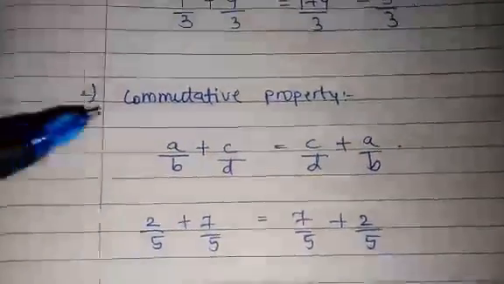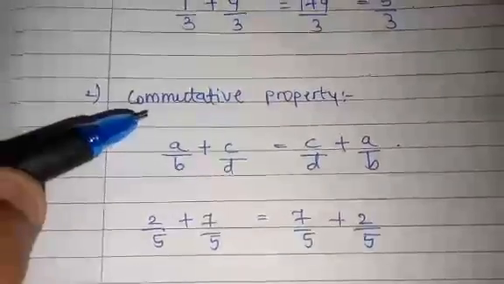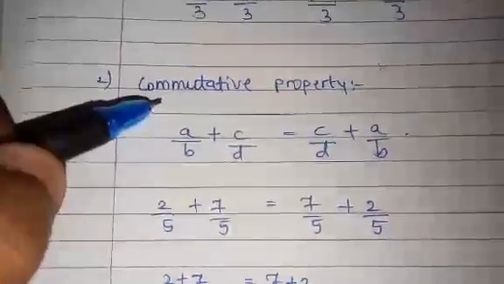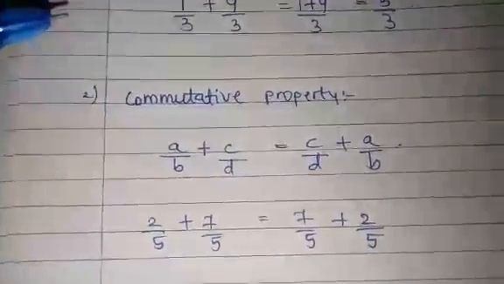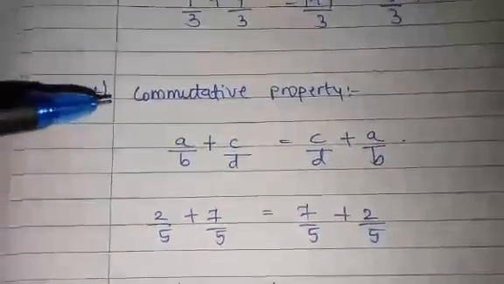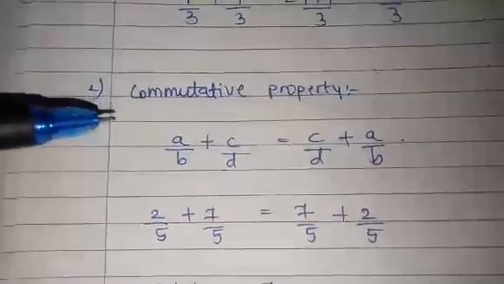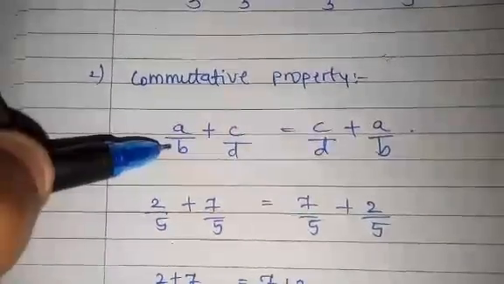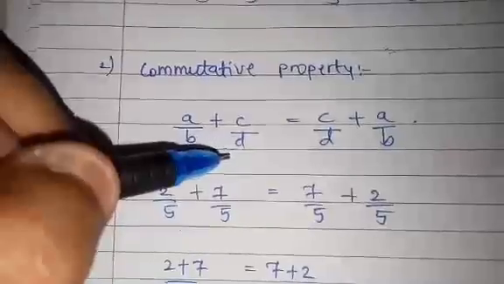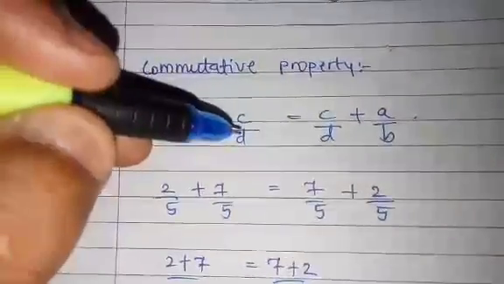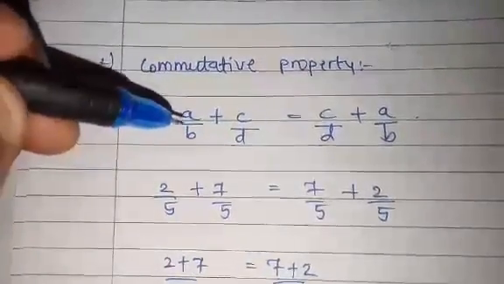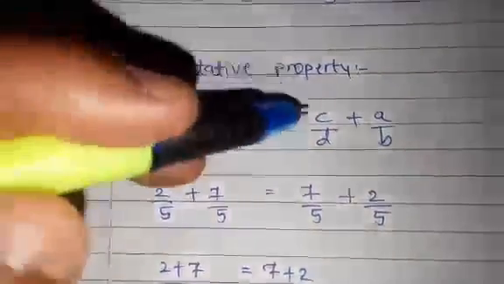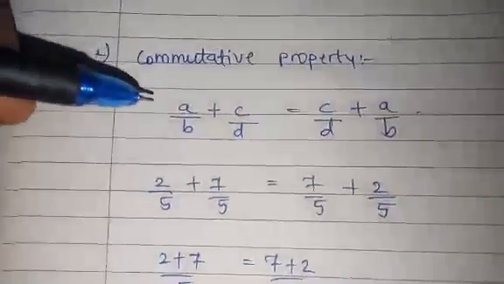Let us have a look at commutative property for addition of rational numbers. You have learned earlier about commutative property for addition in your earlier standards, but here the case is about rational number. Suppose I am taking a rational number a upon b, another rational number c upon d, interchanging both these terms, c by d will be put over here and a by b I am putting at the back side. So this becomes our commutative property.